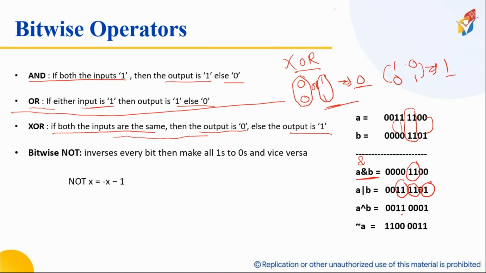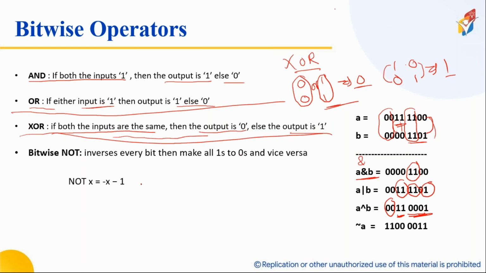So can you please tell me the answer for this XOR operation? Here these two are the same, so the answer is 0. These two are different, so the answer is 1. These three are the same, so the answer is 0. This is different, so the answer is 1. I hope these three operations are clear for everyone: the AND operation, OR operation, and XOR operation.